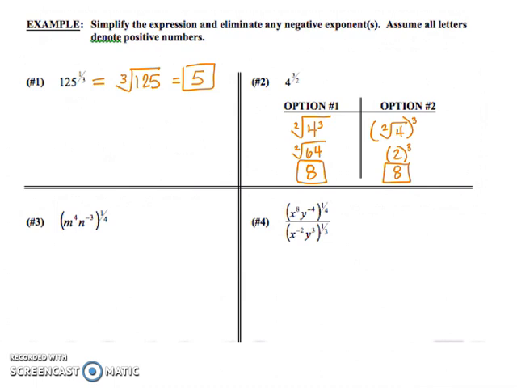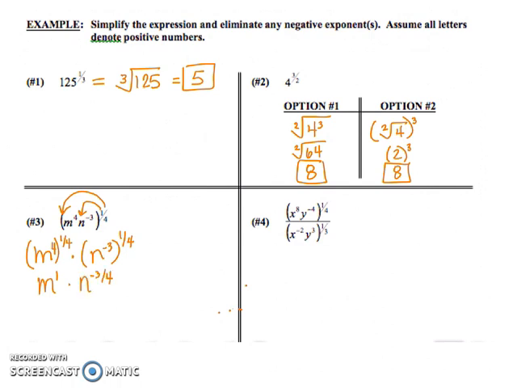Number 3, we have that 1/4 exponent outside the parentheses, so we have to distribute that to both bases. So we're going to have m to the 4th power to the 1/4 power, and we're going to have n to the negative 3rd power to the 1/4 power. In both cases, we have a power to a power. We're going to multiply our exponents. When we multiply 4 times 1/4, this just gives us m to the 1st. And here we have n to the negative 3/4.